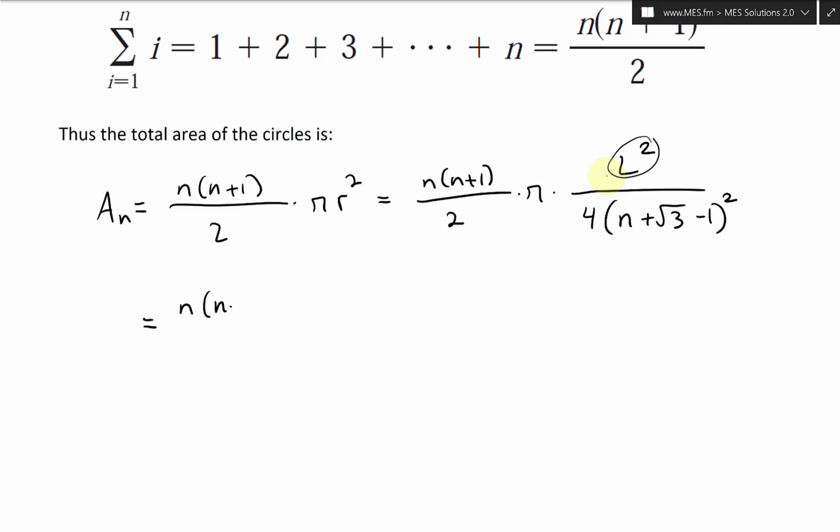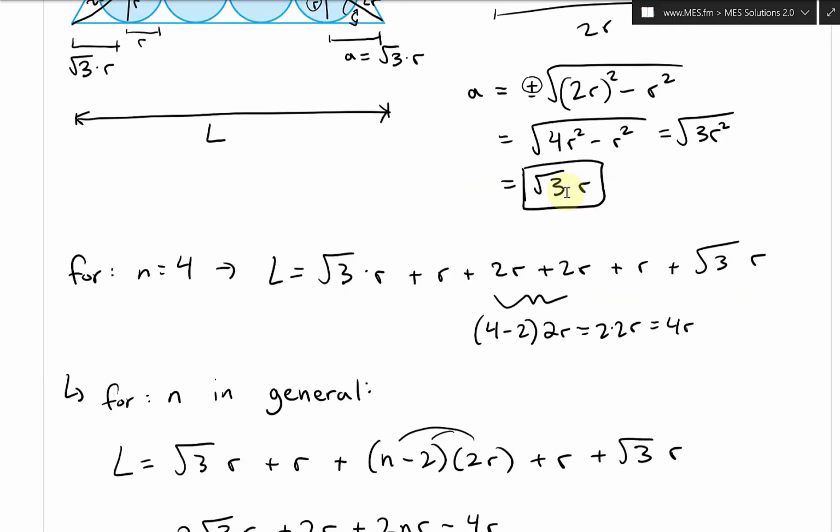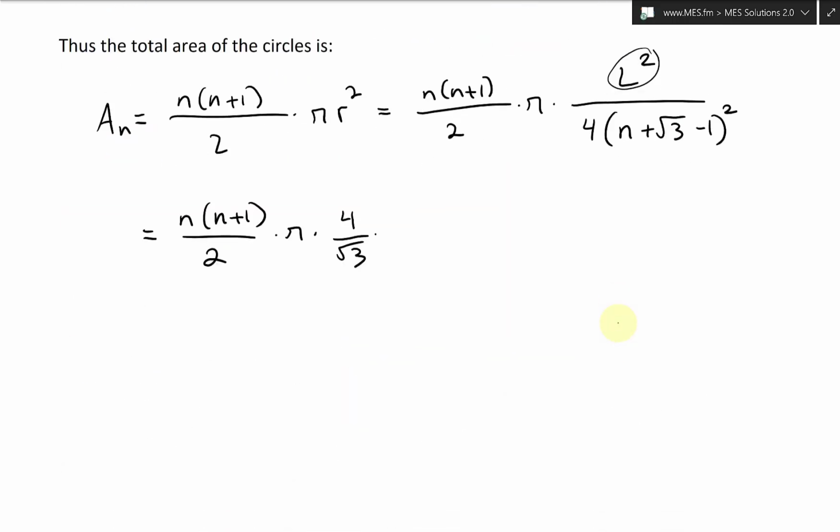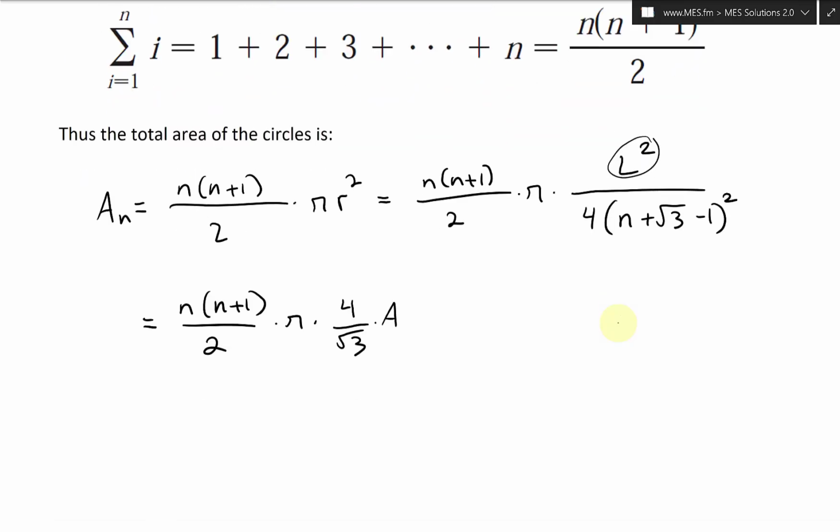Let's keep it as is, n plus 1 over n, over 2, times pi, times this by 4 over square root 3 times A, like that. And that is going to be, again, times 1 over 4. And again, this is our L. I'll just circle that so that they line up. And then n square root 3 minus 1, all squared.